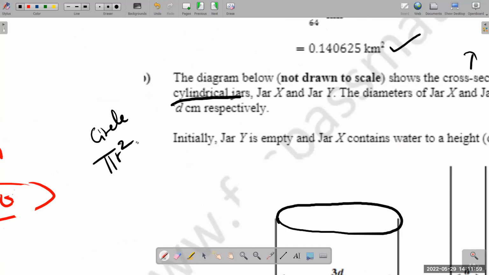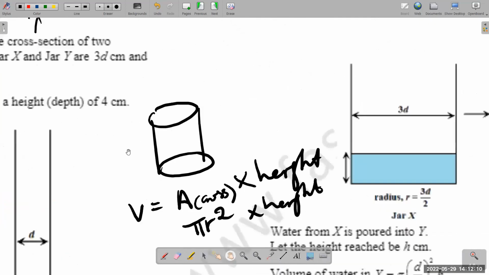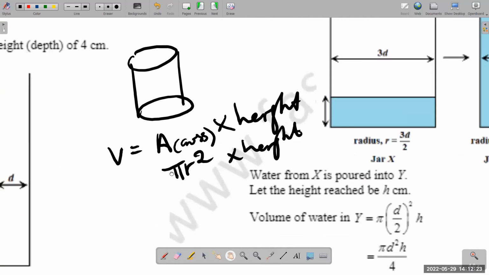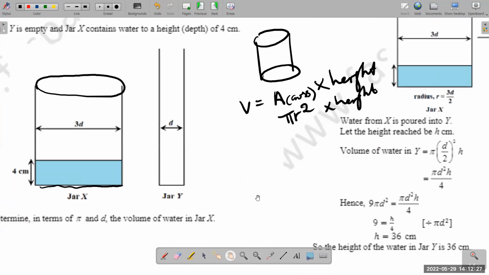And the formula is on the sheet. This formula is on the sheet, but I don't take the one for the volume. Volume is not on the sheet. Area is on the sheet, but volume is not. So guess what you have to remember? The volume is equal to the area of the cross section, that's the face, wherever the face is, times the height. And you should know the face is a circle. That's pi r squared. Everybody with me? Everybody understand a little better now?